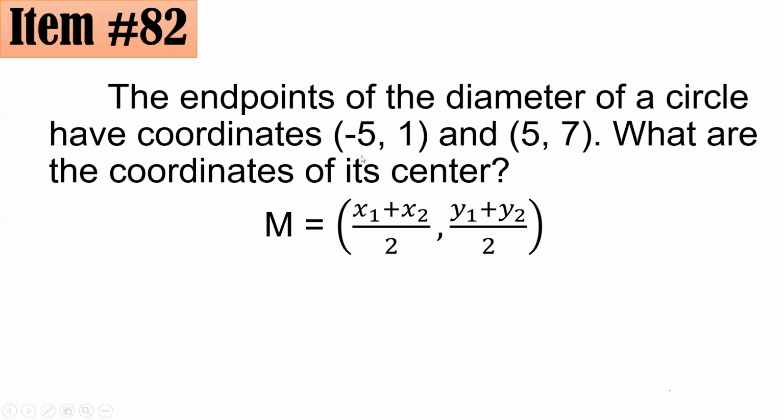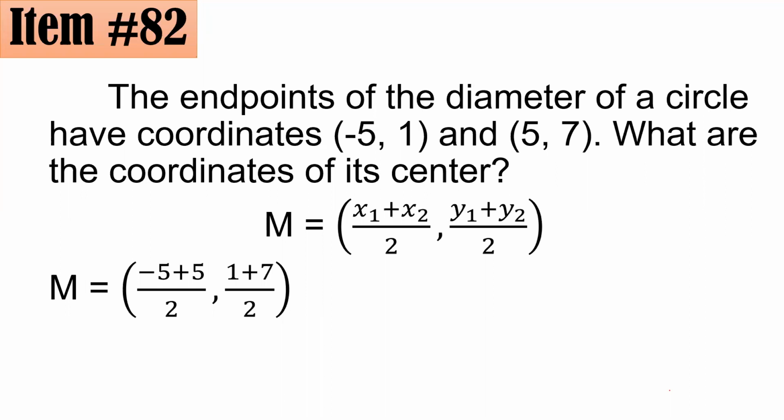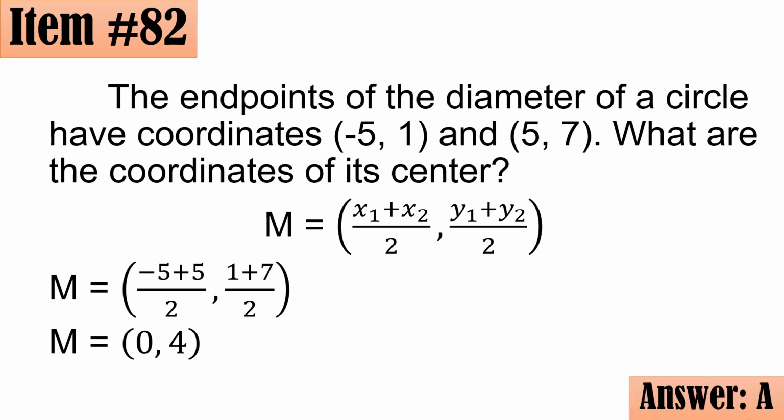by substitution, negative 5, 1 are your x sub 1 and y sub 1 respectively. 5, 7 are your x sub 2 and your y sub 2 respectively. With such, that would be negative 5 plus 5 all over 2, comma, 1 plus 7 all over 2. Negative 5 plus 5 is 0 over 2, which is 0. 1 plus 7 is 8 all over 2, which is 4. Therefore, we are sure that the coordinates of your center is 0, 4, letter A po.